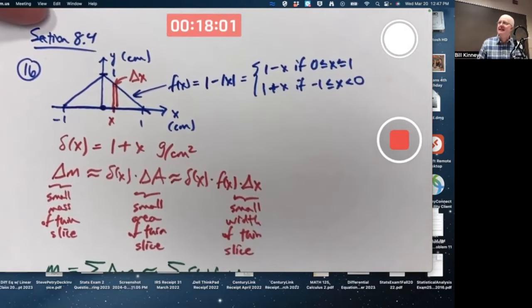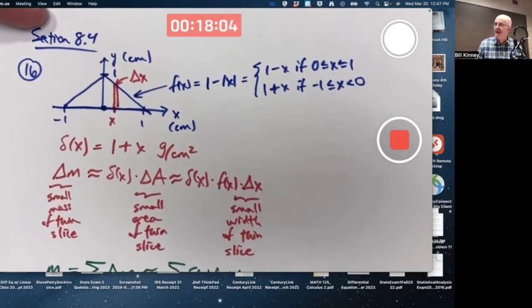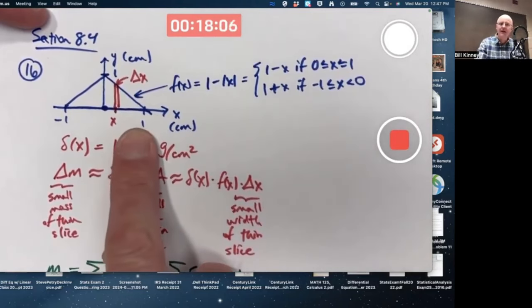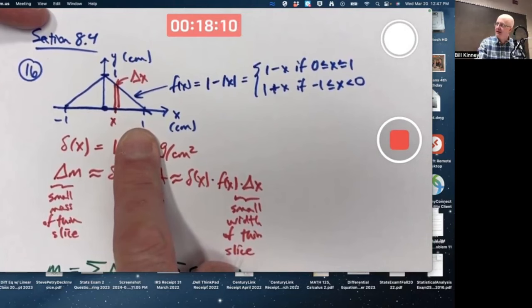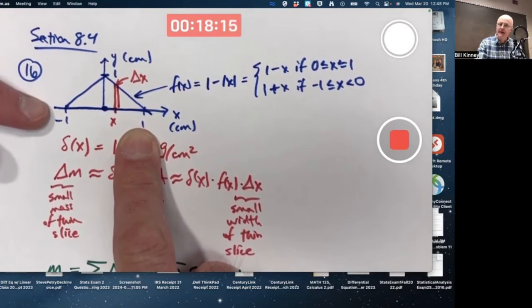If the density had been constant, in particular if it had been 1 gram per square centimeter, I wouldn't have to do an integral to figure out the mass. I could just multiply that density by the area. It's a triangle with a base of 2 and a height of 1. 1/2 base times height would be 1. 1 times 1 would be 1 gram.